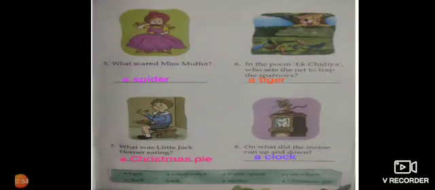Number 8 picture has been taken from the poem Hickory Dickory Dock, which you must have read in your preschool. So the question is, on what did the mouse run up and down? The answer is a clock. Hickory Dickory Dock, the mouse ran up the clock. So the answer is a clock.